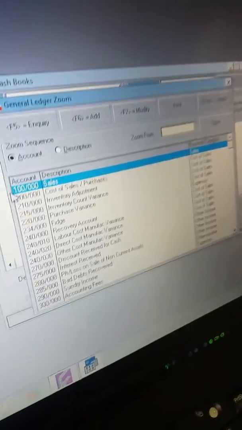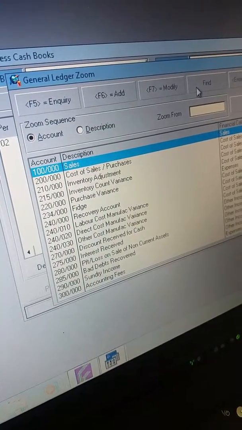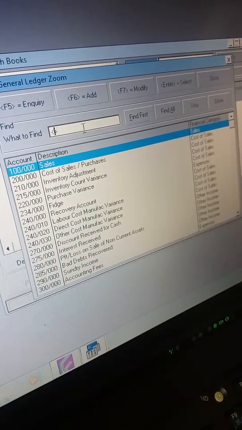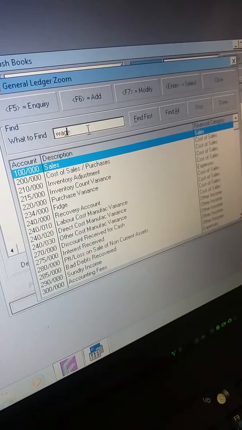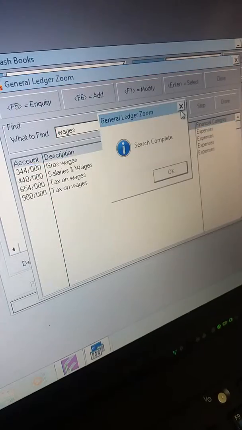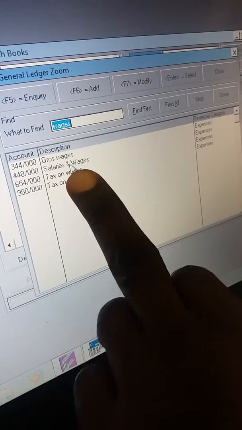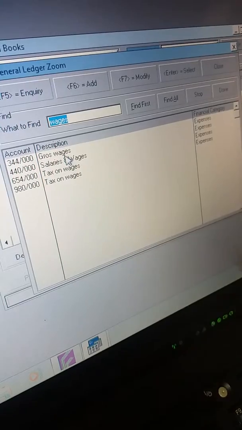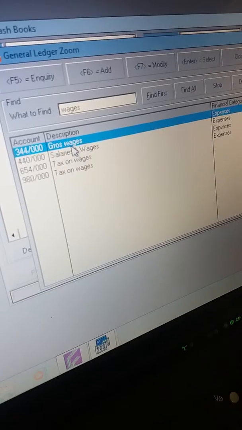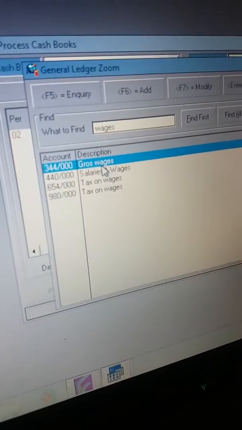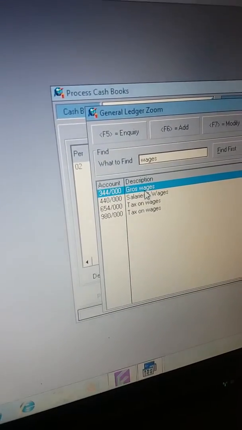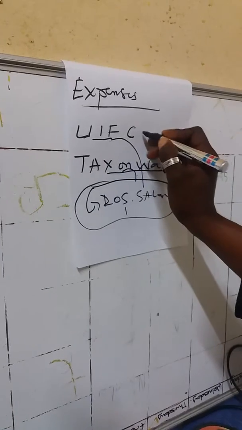Now we are going to choose the account. The account is wages, the salary. Here we go, the gross salaries. So we are going to choose the gross salary. This is for all the workers. The workers can be 15, 20, 25, it depends.